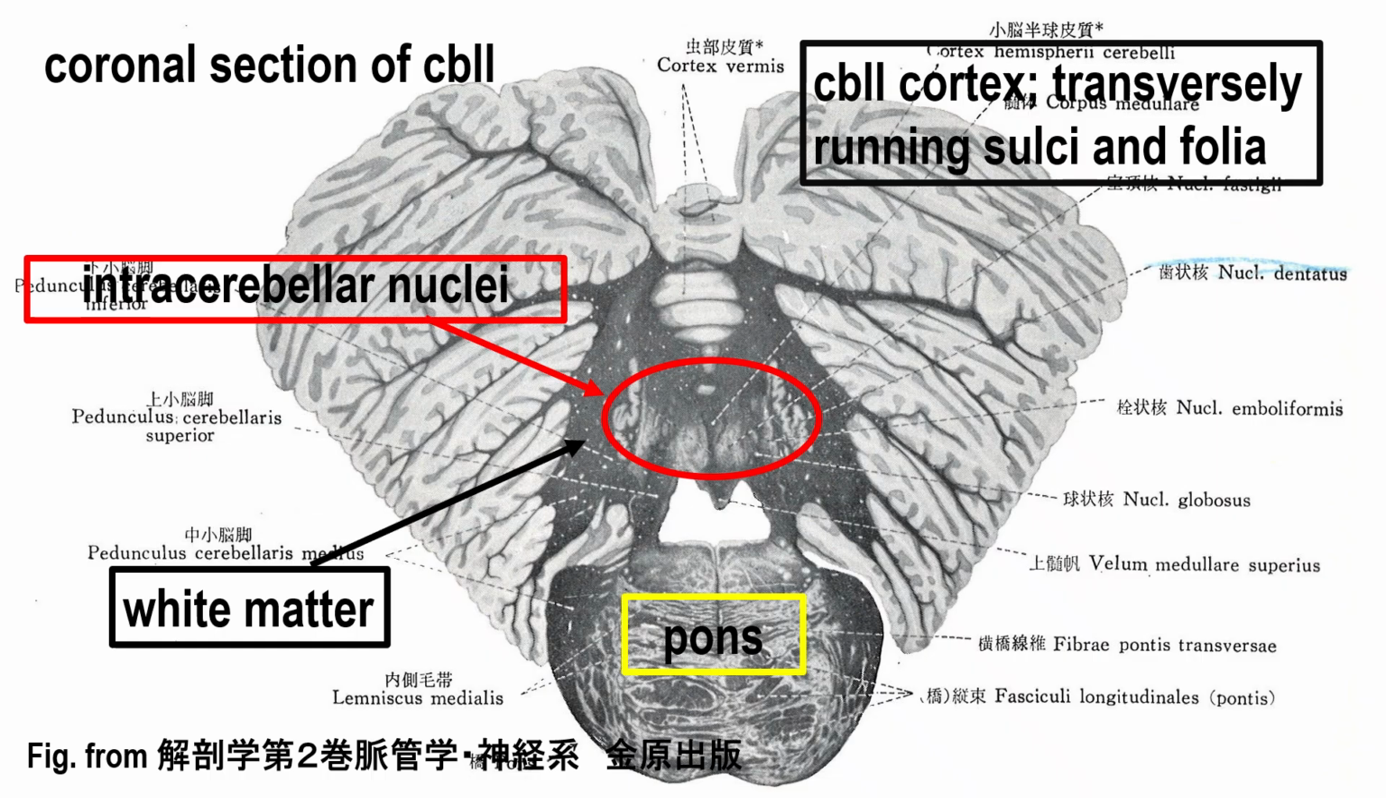Furthermore, in the central part of the cerebellar white matter, there is a mass of gray matter called the intracerebellar nuclei. The intracerebellar nuclei are relay stations for efferent nerve fibers from the cerebellar cortex, that is, the majority of the Purkinje cell axons terminate in the intracerebellar nuclei.